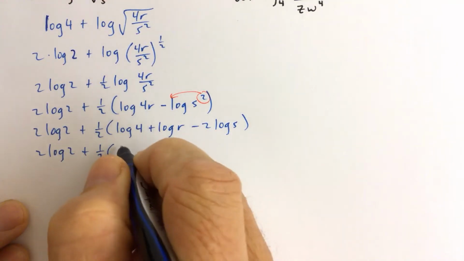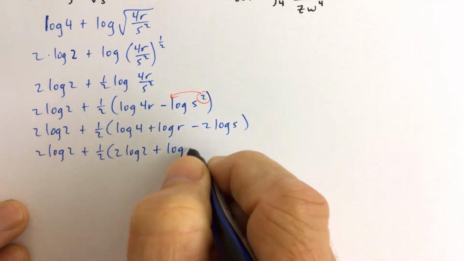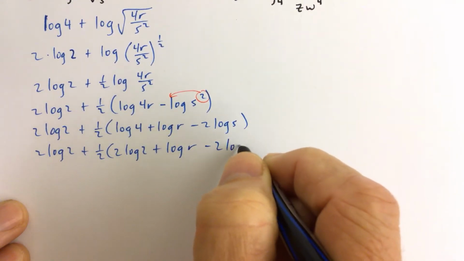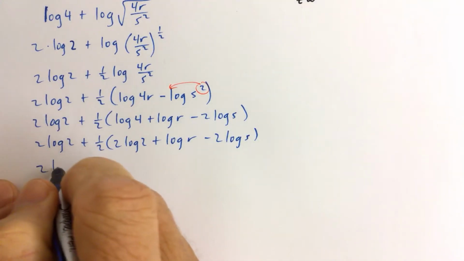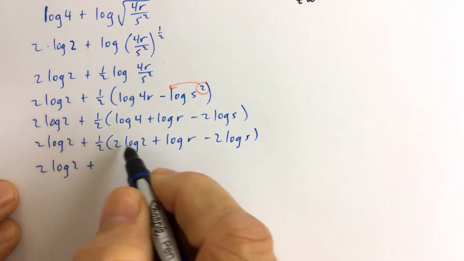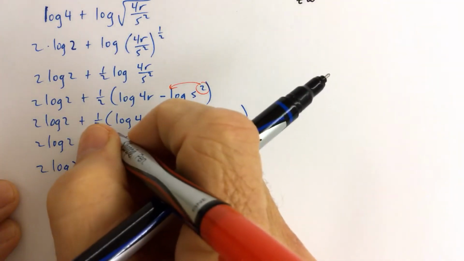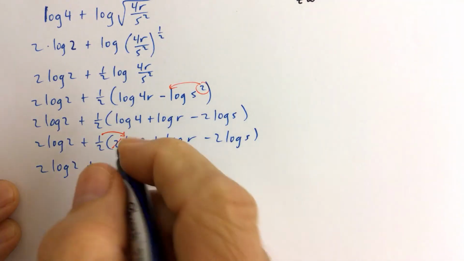That log 4 can be written as 2 log 2. So I will do one last step here before we come in for a landing. Log of s. And distributing now. So we have 2 log 2 plus. Now 1/2 times this first term. So 1/2 times this term, the 2 is going to cancel with that 2, and we're just going to get log 2.